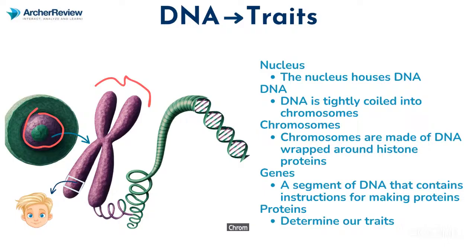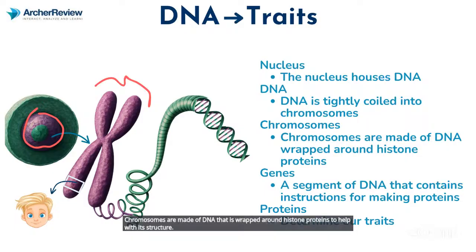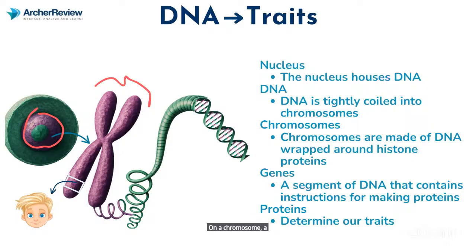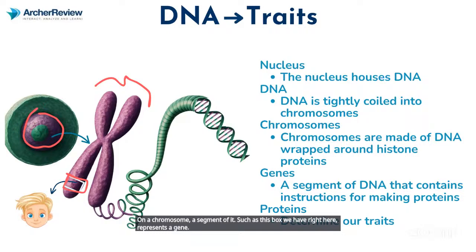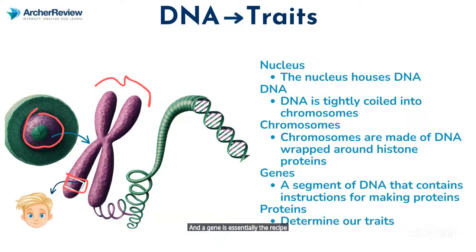Chromosomes are made of DNA that is wrapped around histone proteins to help with its structure. On a chromosome, a segment of it, such as this box we have right here, represents a gene. And a gene is essentially the recipe for a particular trait, like blonde hair, blue eyes, the ability to roll your tongue, the ability to dribble a basketball better than someone else.